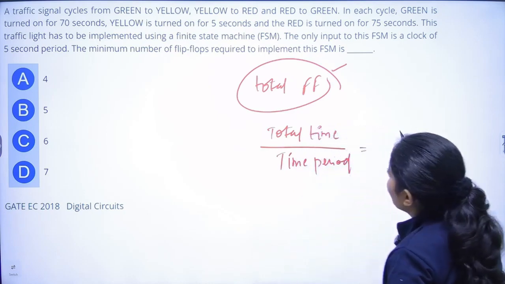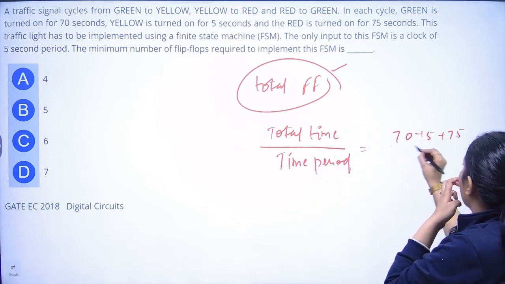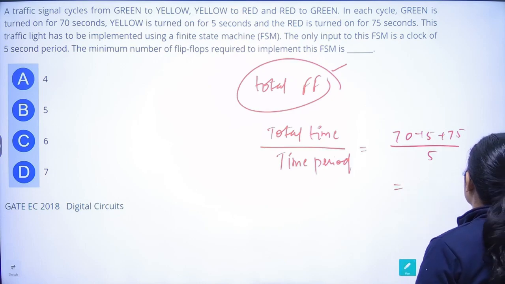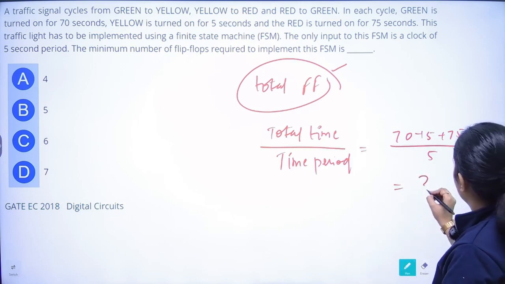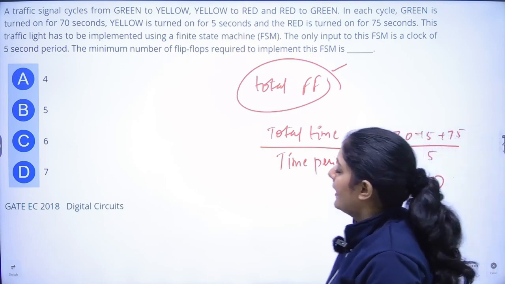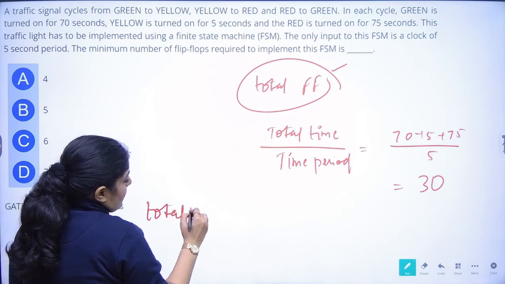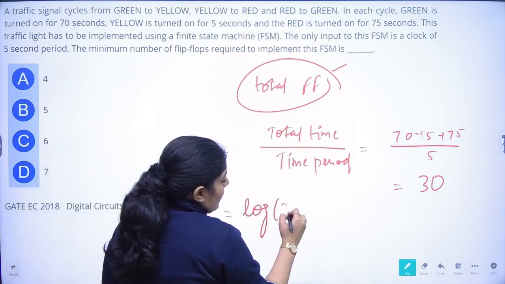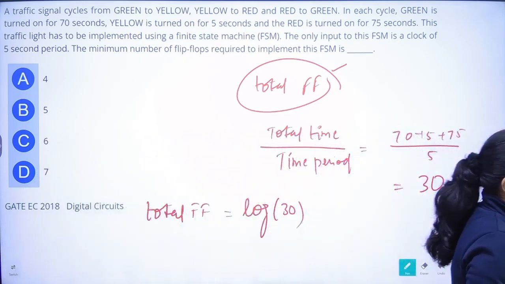So total time will be equal to 70 plus 5 plus 75 divided by time period 5. If you solve this, what will be 75 plus 75? 150, that will be 30. So the total number of flip-flops will be log 30. So what will be the value of log 30 here?